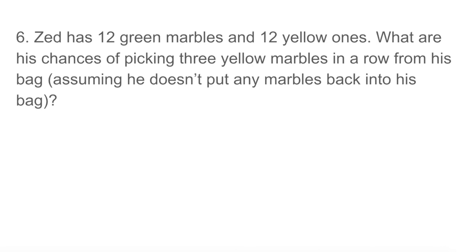Number 6. Zed has 12 green marbles and 12 yellow ones. What are his chances of picking 3 yellow ones in a row from his bag? And we're going to assume he doesn't put any marbles back into the bag. So he has 12 green marbles and 12 yellow ones. What is the probability of his first pick of picking a yellow marble? Well, it's 12. It's because there are 12 winning outcomes. And there are 24 total outcomes, right? 12 green and 12 yellow adds up to 24.